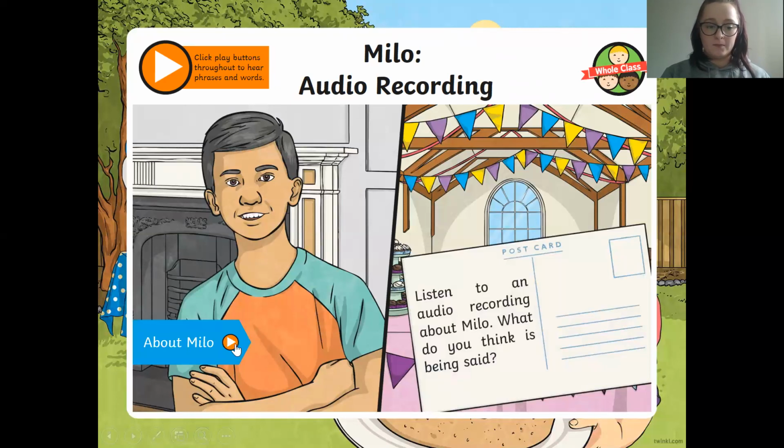Off we go. Bonjour Milo. Quel âge as-tu? Bonjour. J'ai 10 ans. Bonjour Milo. Quel âge as-tu?